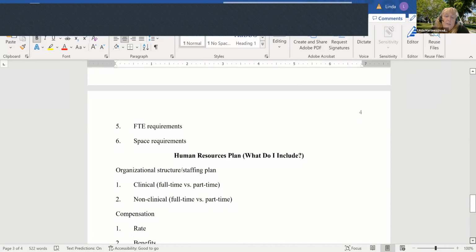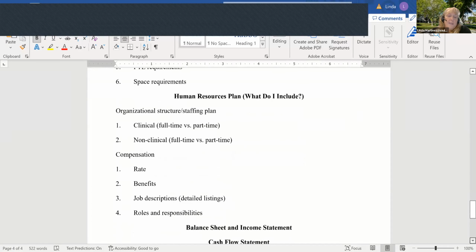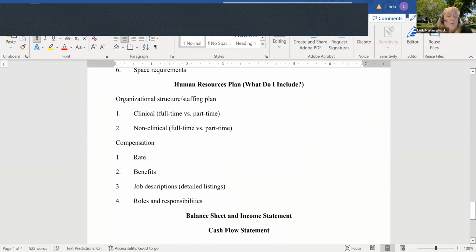Now, as you get on down to the human resources, again, this is who are your clinical staff? Not persons, not a specific person, but like one registered nurse, one medical doctor, one PA, whatever it happens to be. What are their positions? And are they full-time or part-time? And with the non-clinical, this would be like your receptionist, your janitorial staff, anybody that works for the business, full or part-time, that is an integral part of the business, but doesn't deal directly with the patients.